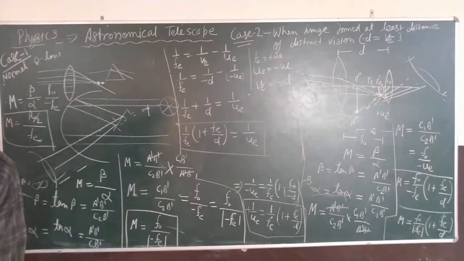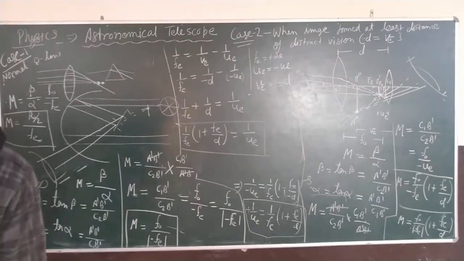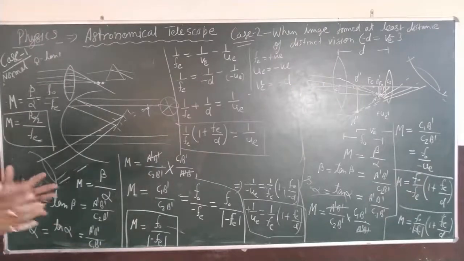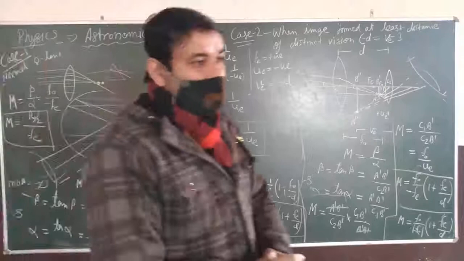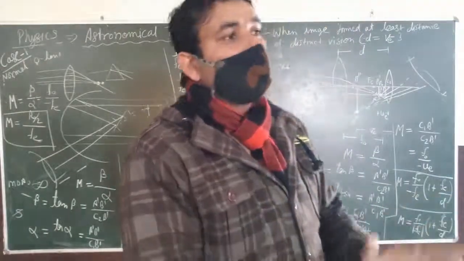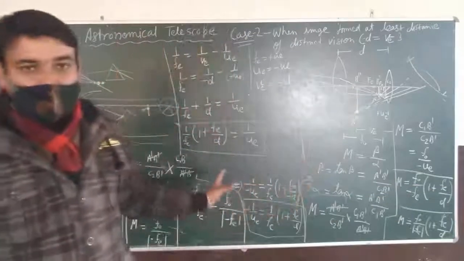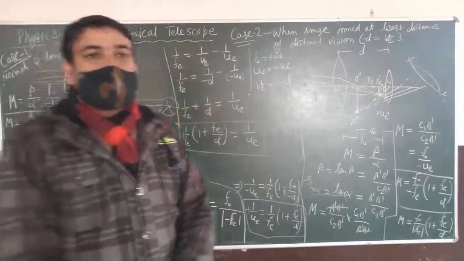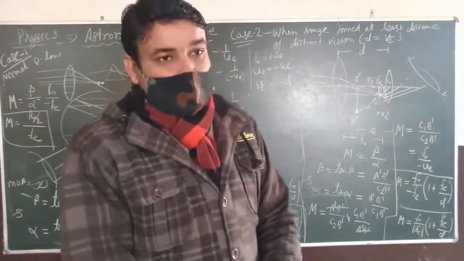So here the ray optics of class 12 physics unit 6 is completed. We will do some numericals related to the same, and in the next class we will discuss wave optics. Thank you.